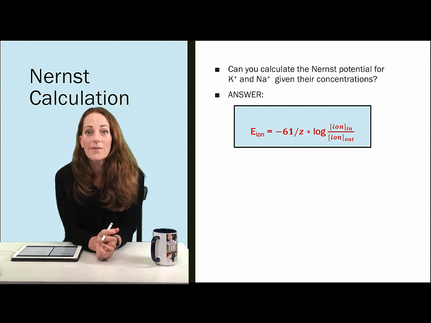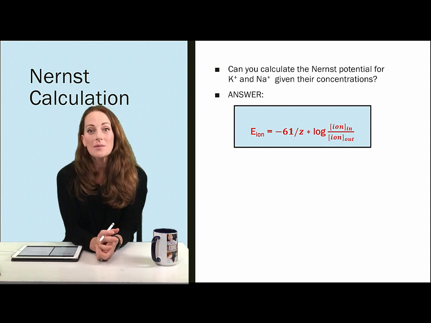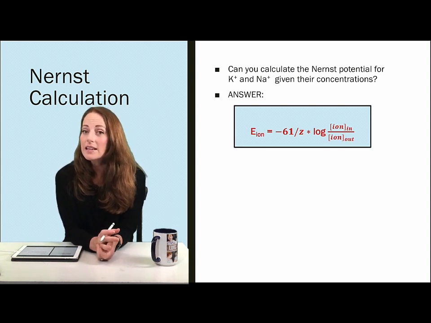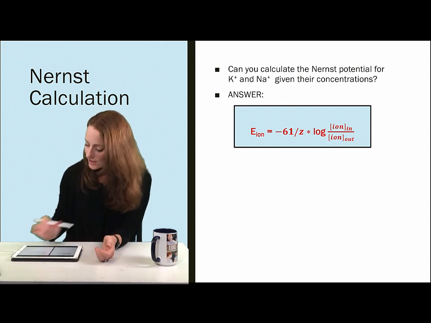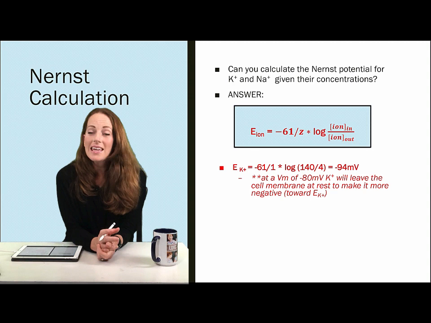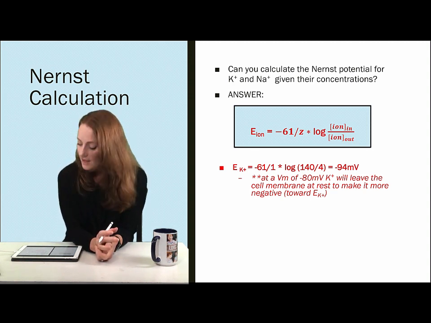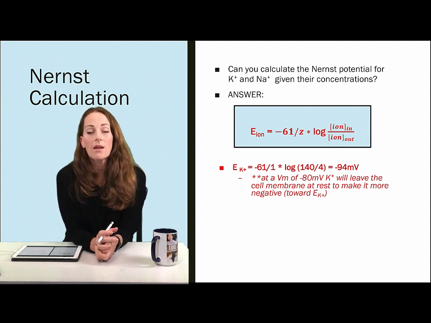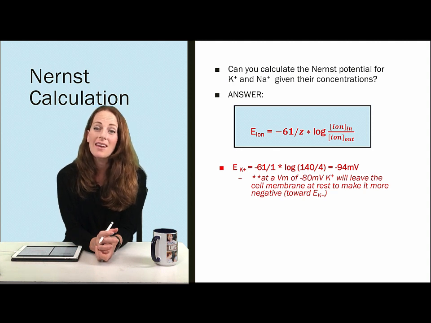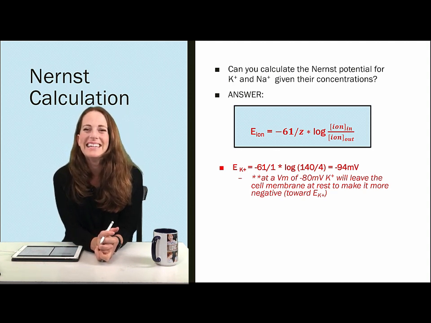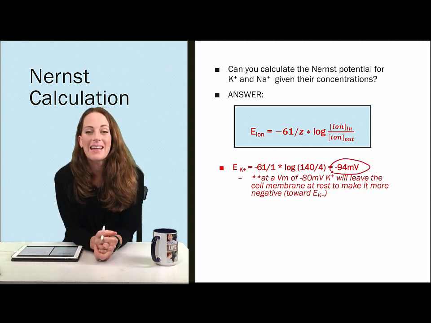Okay, so were you able to do it? Let's take a look. The E ion is going to be equal to negative 61 over Z times the log of the inside versus the outside concentration. So for EK, that corresponds to negative 61 over 1 times the log of 140 over 4. And that gives us about negative 94. Is that the number you got? About negative 94 millivolts for EK.